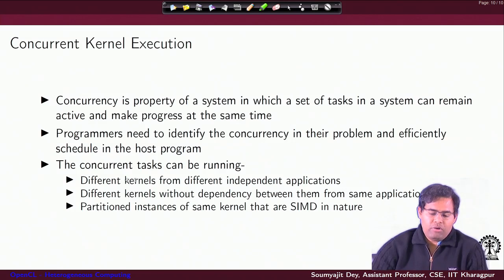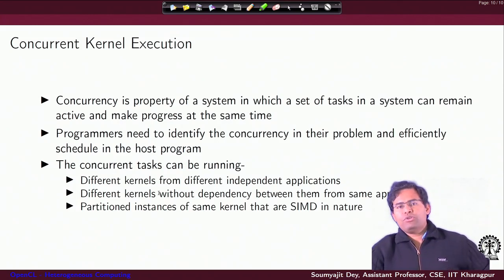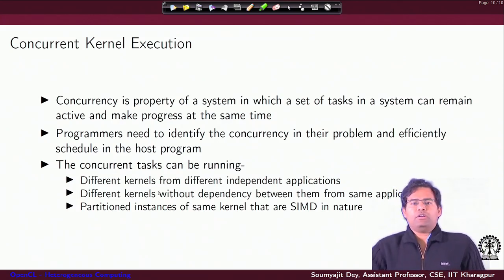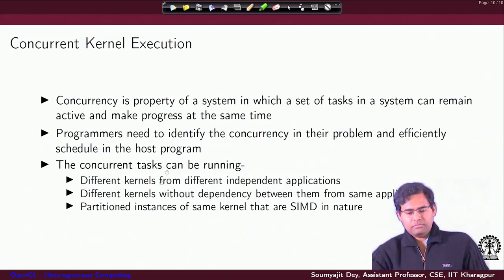And you can have the situation that you have one kernel that has been partitioned. Let's say the kernel requires 1024 threads to execute. You partition the input data space across two different devices, copy it in a partitioned way to the two devices, and launch half of the threads on device 1 and half of the threads on device 2, and execute them. That is also a partitioned instance of the same kernel, and this is also concurrent task execution. So these are the possibilities in which you have concurrent task execution in a multi-device platform. With this, we would like to end this lecture. Thank you.